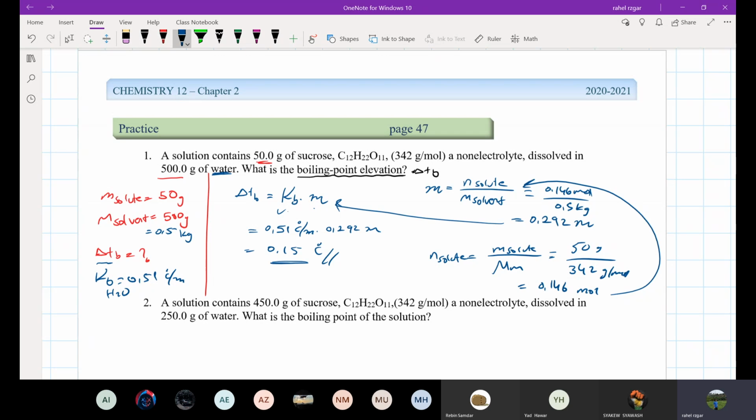We don't need to find the final. We only need to find delta Tb, it means that 0.15 Celsius of the boiling point has increased. So this is the change.